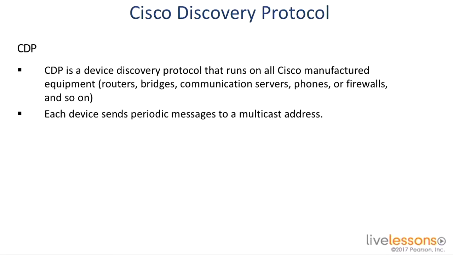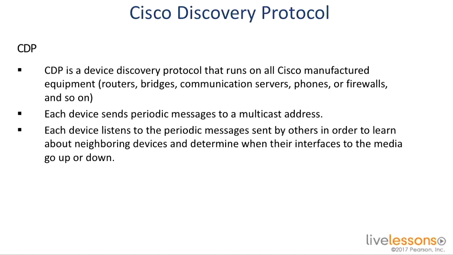In this case, each device sends periodic messages to a specific multicast address, and other devices are listening for that communication and respond to it. Each device listens to these periodic messages and then determines information about neighbor devices, for instance, whether or not those interfaces go up and down.